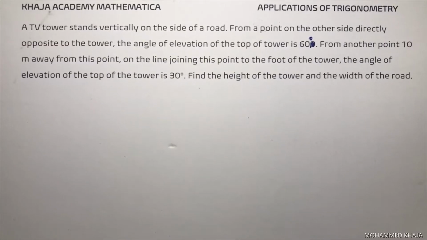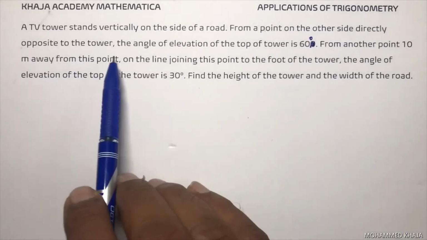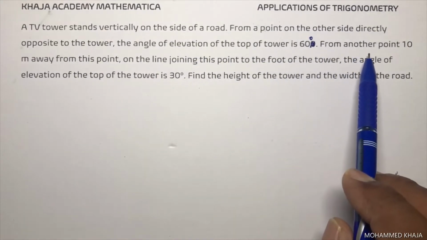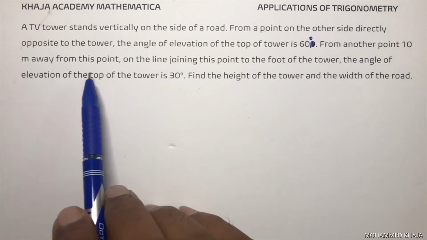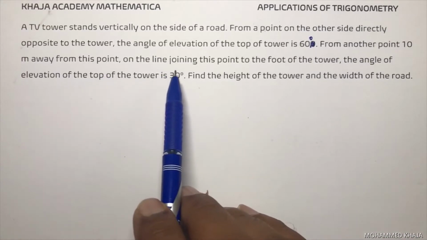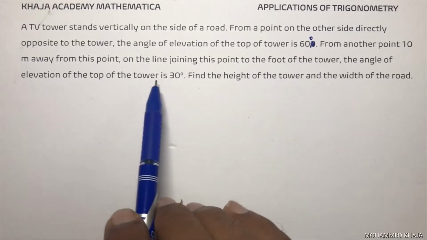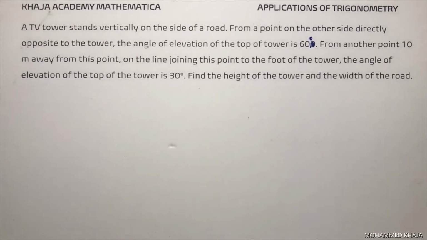A TV tower stands vertically on the side of a road. From a point on the other side directly opposite to the tower, the angle of elevation of the top of the tower is 60 degrees. From another point 10 meters away from this point on the line joining this point to the foot of the tower, the angle of elevation of the top of the tower is 30 degrees. Find the height of the tower and width of the road.